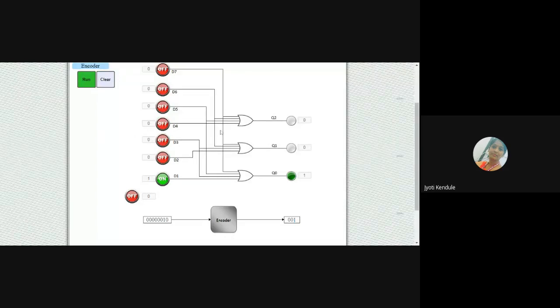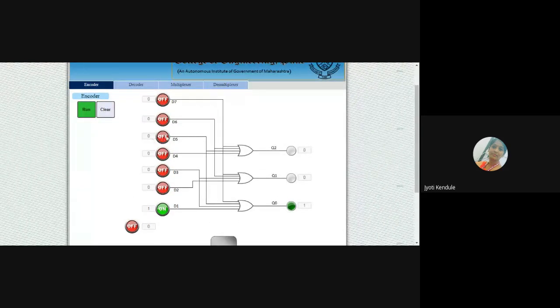You can take any input, for example 5. See, 5 is taken. It will be 1 0 1. Then the priority encoder we have discussed: if I select 2 at a time, like 5 and 2, run, it will give a very different output. The addition of 5 and 2 gives us 7, which is not encoded here.